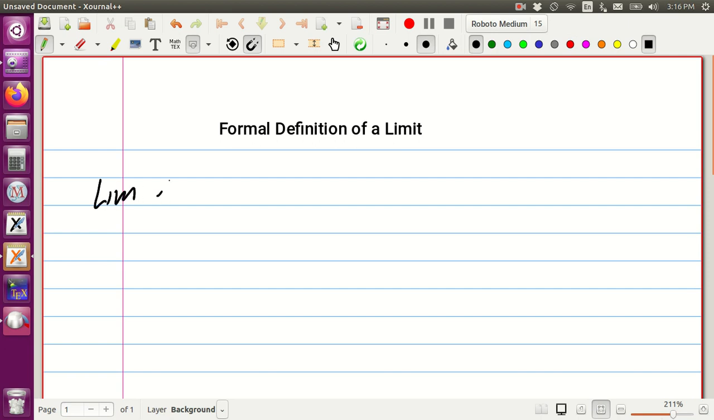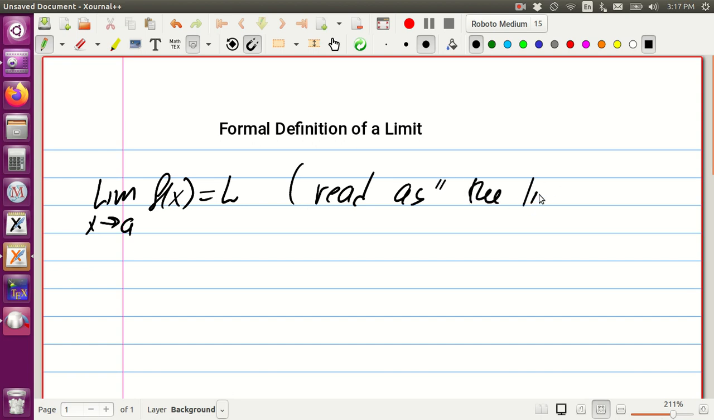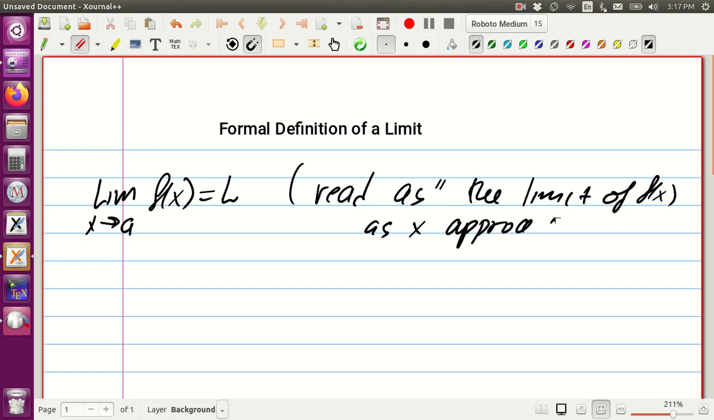Again, the limit of the function f when x approaches a is equal to L. And we read it as: the limit of f of x as x approaches a is equal to L. That's how you read it.